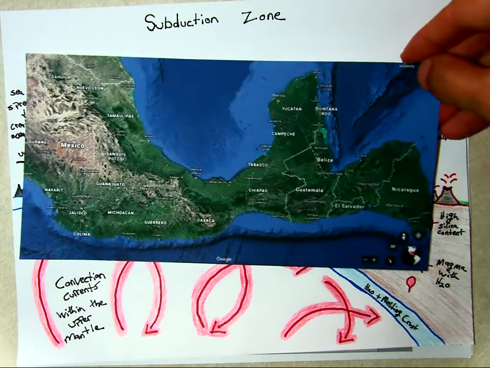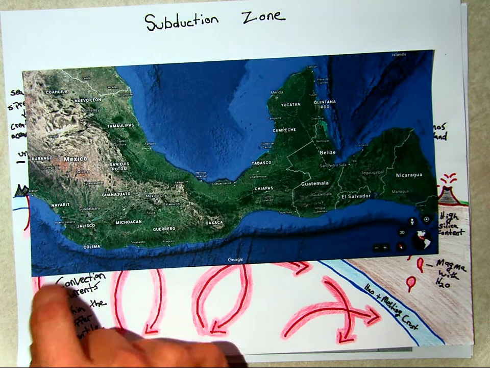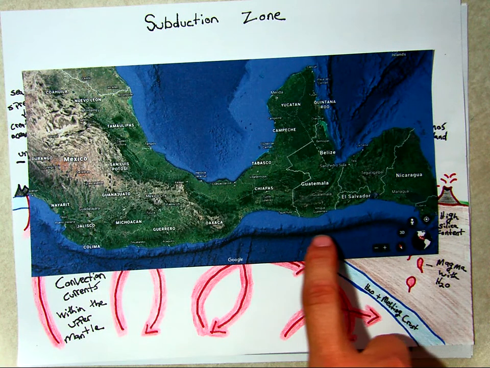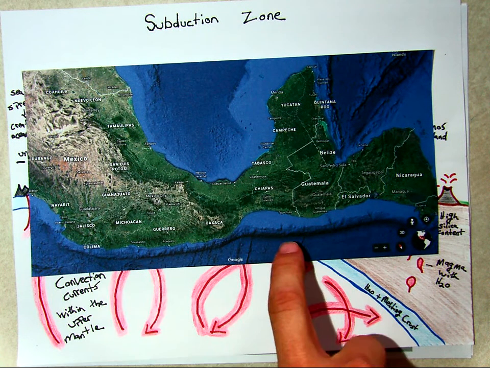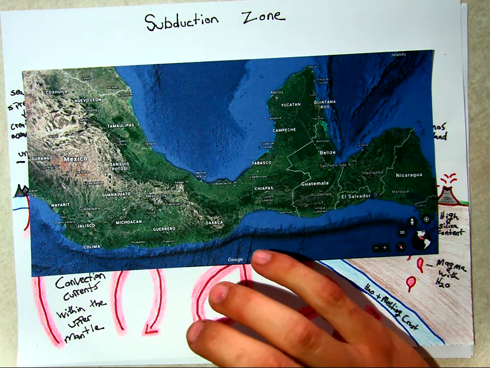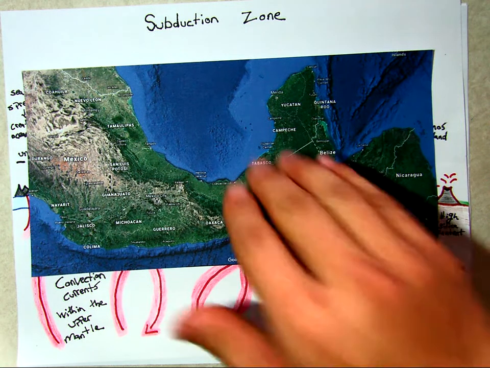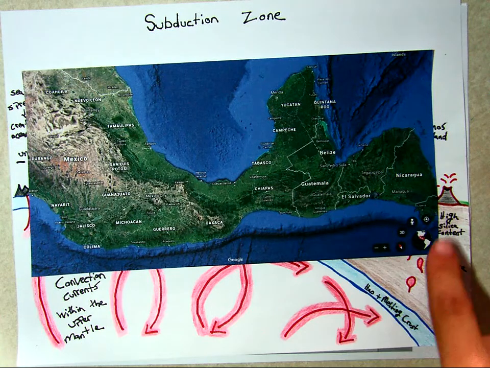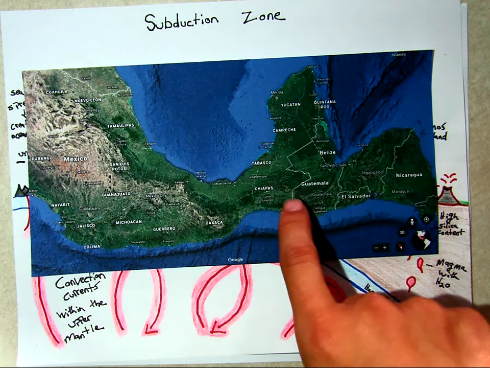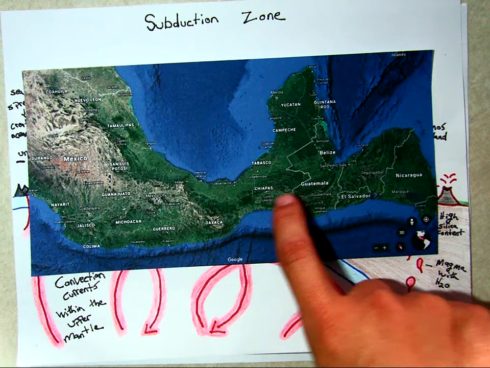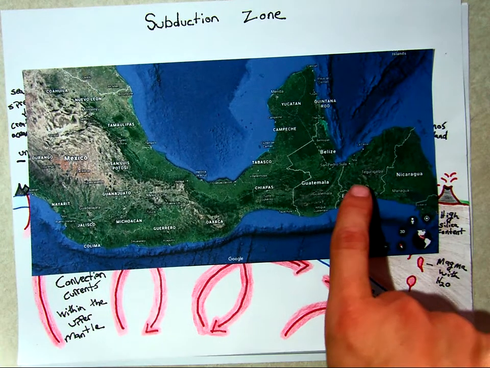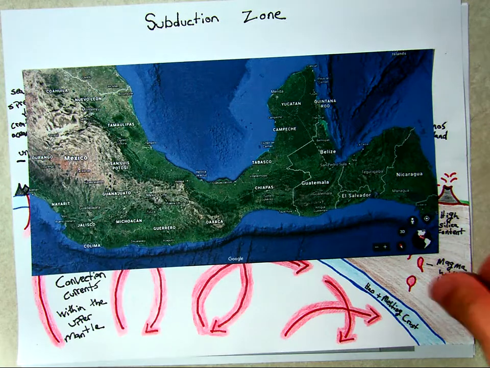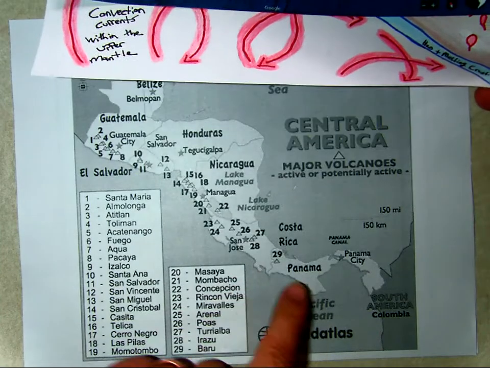We can look back at our satellite image and verify this. We can see right here, there is the ocean trench. So we know that there is oceanic crust going beneath continental crust. We can see the raised terrain, which is indicative of mountain ranges created by volcanic activity, and extends up north. And we can also verify that on our map of major volcanoes.